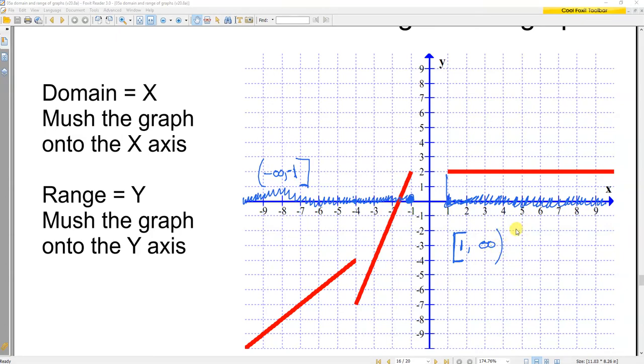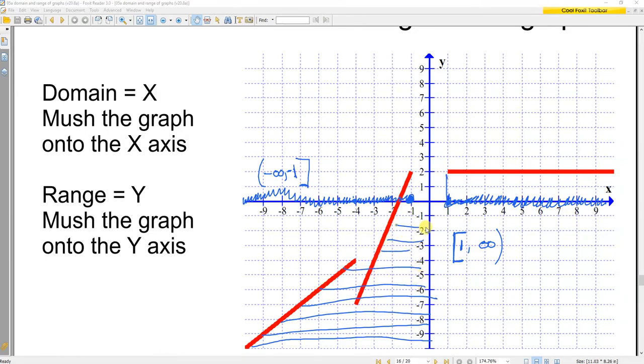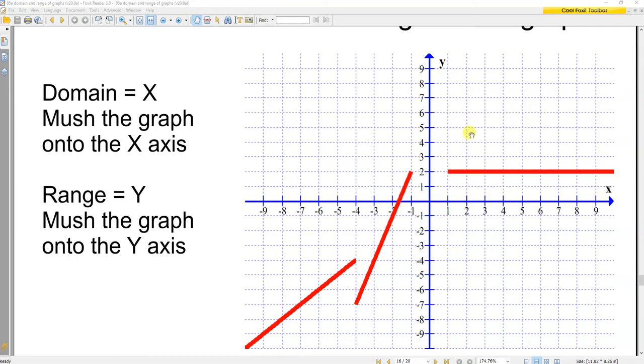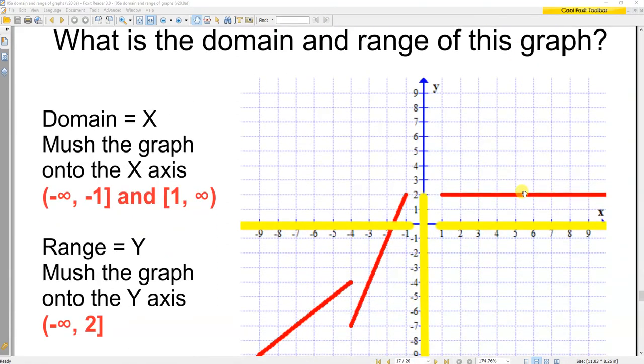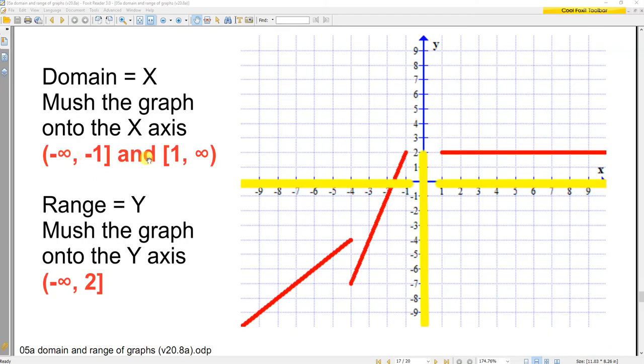So there's the domain. What about the range? Well, let's see, smush it, smear it over, smear, smear, smear. Well, the range is right there, and it's going from negative infinity up to positive 2. So we had negative infinity to negative 1, 1 to infinity, and then negative infinity to positive 2.